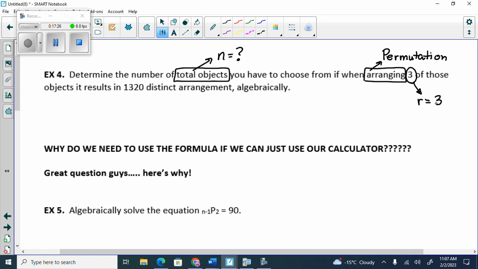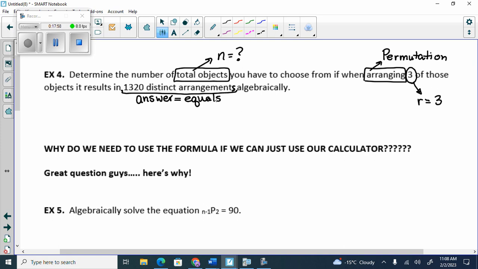So when you're choosing 3 of those objects, it results in 1,320 distinct arrangements. Should have an S. Algebraically, it results in this. What is this? This is just the answer, right? It results in this many arrangements. So that's your answer. What it equals.